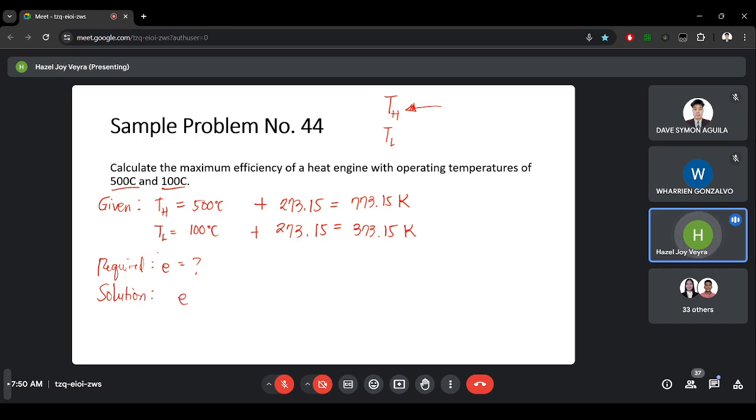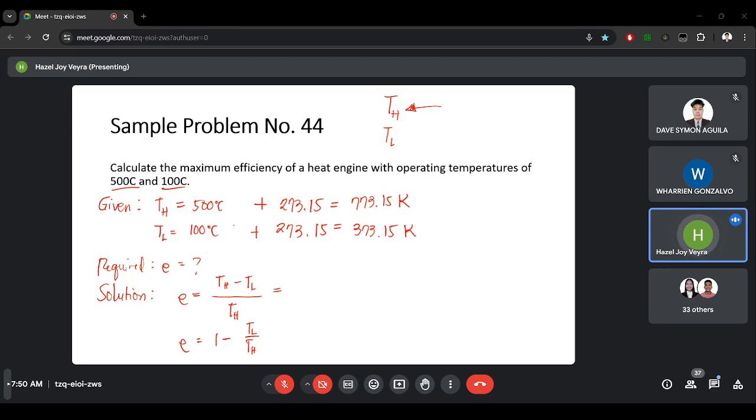So the formula for efficiency, we can write this as T sub 1 or T sub H minus T sub C or T sub L all over T sub H. Or we can also write this as 1 minus T sub L over T sub H. No? Either of the two will do. So let us substitute the given data.